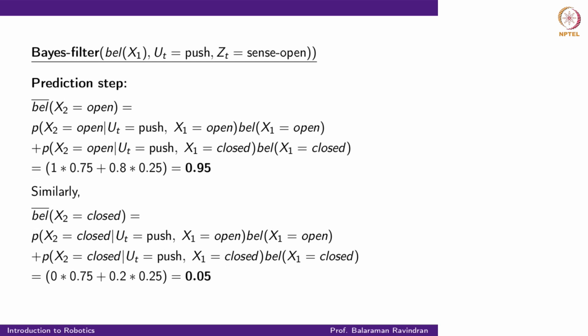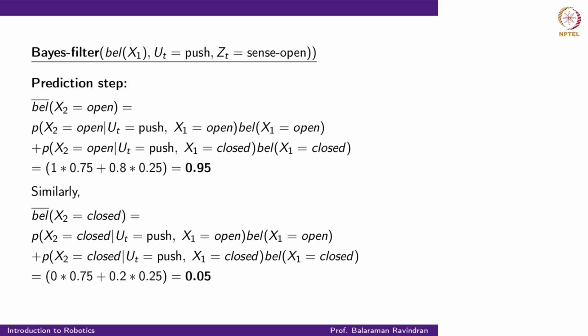I start off with my belief x1, and my next u is push. So I am going to push, just to make sure that everything is open. I think the door is open with probability 0.75, but I still choose to push the door, and after I push, I sense the door to be open. So my u2 is push and my z2 is sense the door to be open.